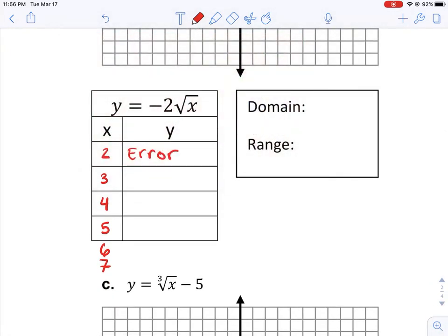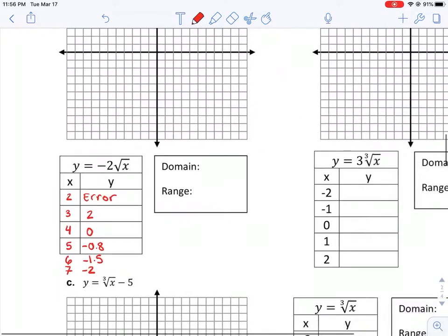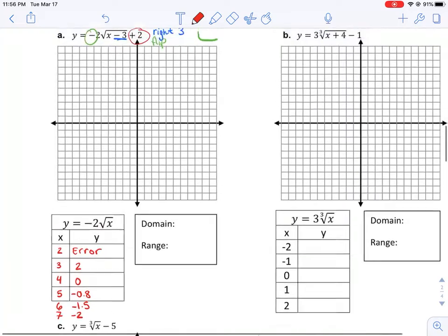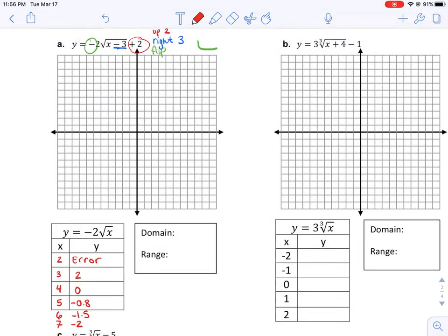So back to our table. 2 was an error. 3, we're at 2. At 4, we're at 0. At 5, we're at negative 0.8. At 6, we're at negative 1.5. And at 7, we're at negative 2. We can just count by ones here on this graph. Don't need to change anything.